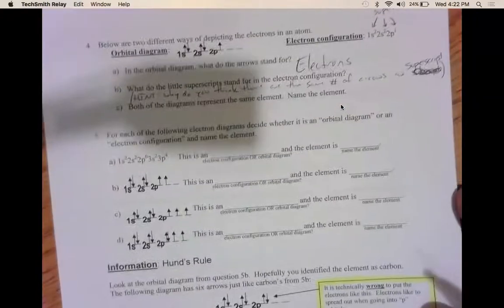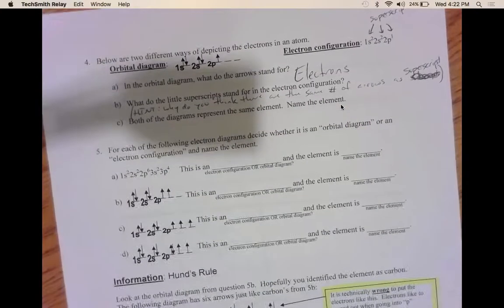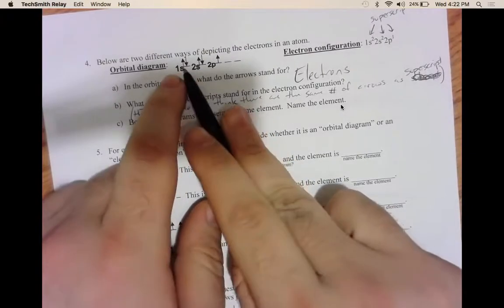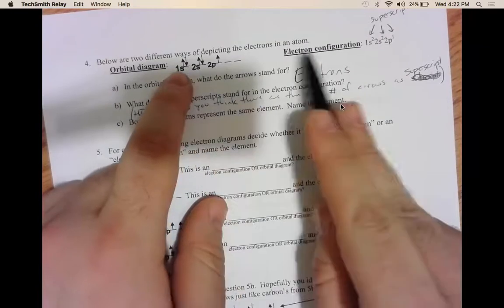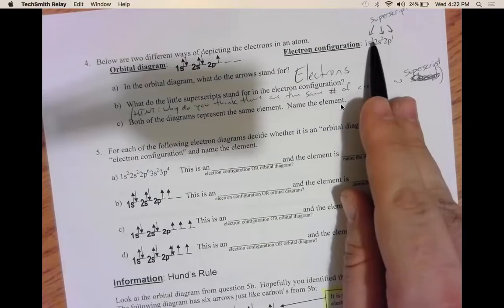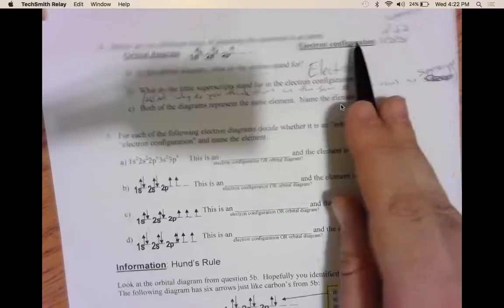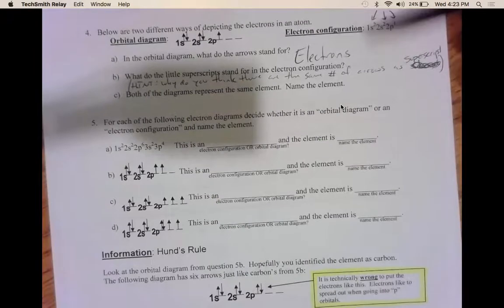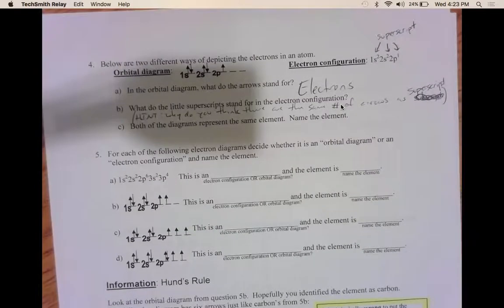So next we have some information that appears in question 4. So in question 4, remember we have orbital diagrams. We call them orbital diagrams when we use arrows. Next, the one to the right, we'll see that we have little superscripts, little exponents instead of orbitals and arrows. We call this electron configuration. Remember, little exponents are called superscripts.